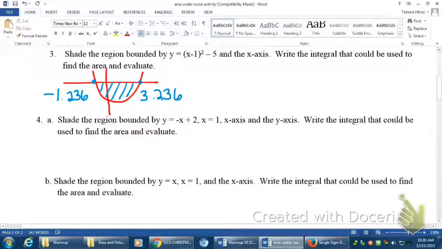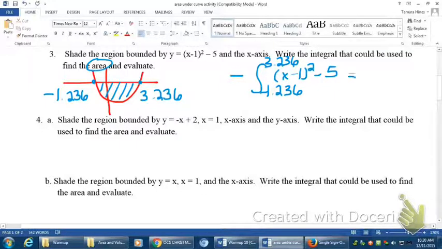Remember what we know about areas and integrals. If I find the integral from negative 1.2 to 3.2, I'm going to get a negative number because the area that you're looking for is totally below the x-axis. So what I need to do is change that negative to a positive because I'm actually looking for the area. I'm not looking for the integral, I'm looking for the area. So I would have a negative on the outside, integral of x minus 1 squared minus 5 from negative 1.236 to 3.236. Make sure you use the whole decimal. Put that in the calculator, you get 14.907.